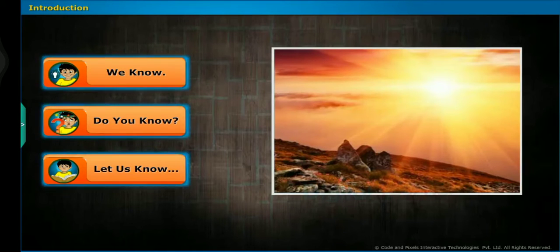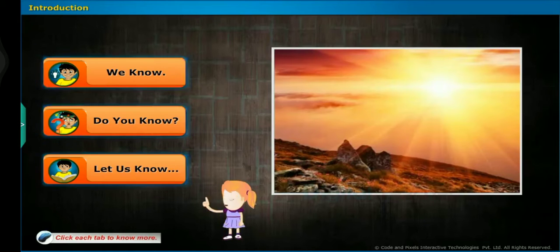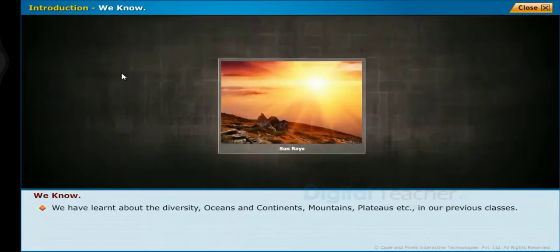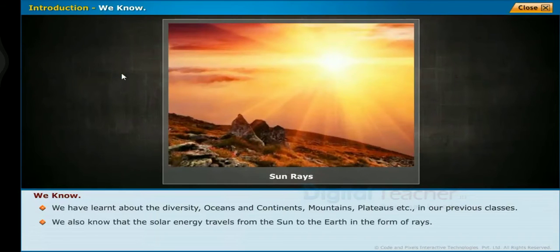Introduction. Before entering into the chapter, follow the instructions shown on the screen. Click each tab to know more. We have learnt about the diversity, oceans and continents, mountains, plateaus, etc. in our previous classes. We also know that the solar energy travels from the sun to the earth in the form of rays.